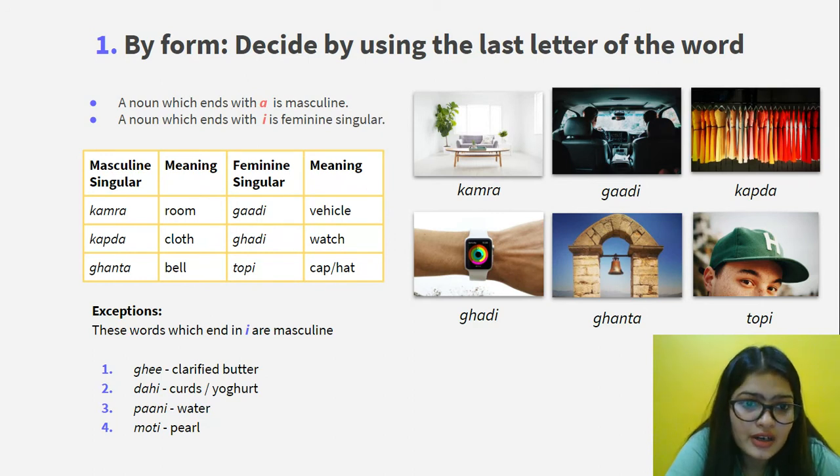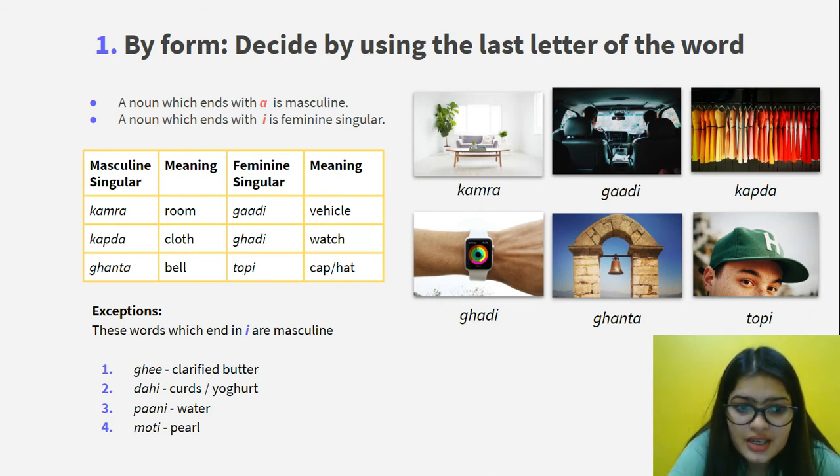Masculine singular, followed by feminine singular, and then the meaning. Kamra, which means room. Kapda, cloth. Ghanta, bell. Feminine singular: गाड़ी, vehicle. घड़ी, watch. Topi, it is cap or hat.